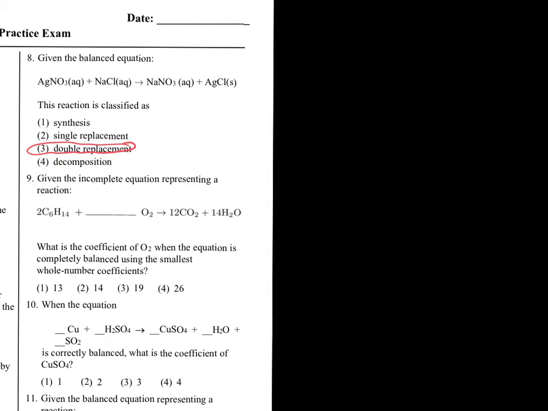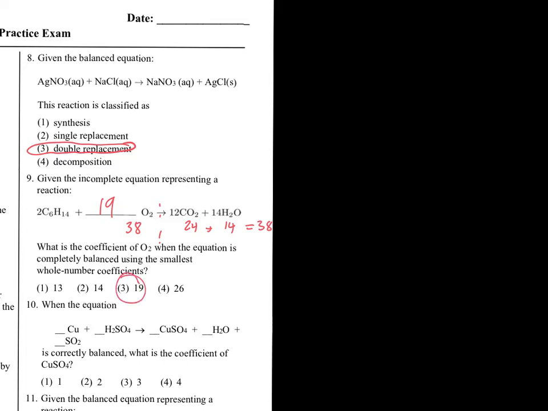Number 9, given the incomplete equation representing a reaction. All right, we're figuring out the coefficient of O2. So let's look on the right side and figure out how many oxygens we have here, assuming that everything else is balanced. So here we have 24 oxygens, and here we have 14. Altogether, that equals 38. So how do we fit 38 oxygens on the left side? We should put a 19 there. 19 O2s leads to 38 oxygens.